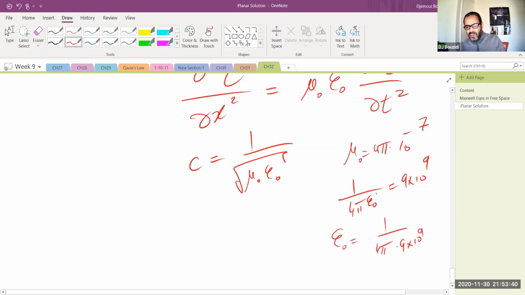So if you multiply these two, the 4 pi cancels, and 1 over is going to be 9 times 10 to the power 18, and 10 to the power 16, because 7 plus 9 is 16. c will turn out to be 3 times 10 to the power 8 meters per second, which is exactly the speed of light.